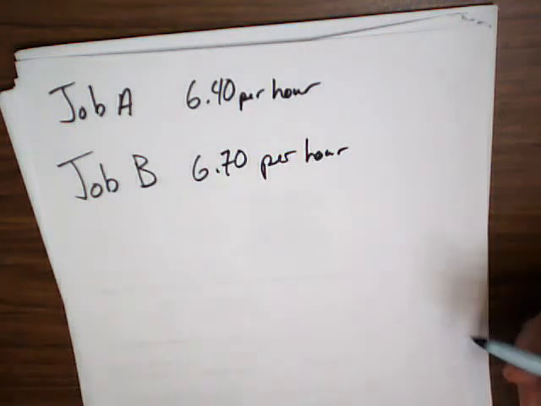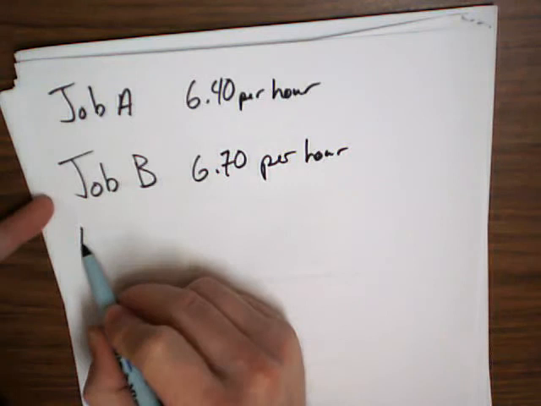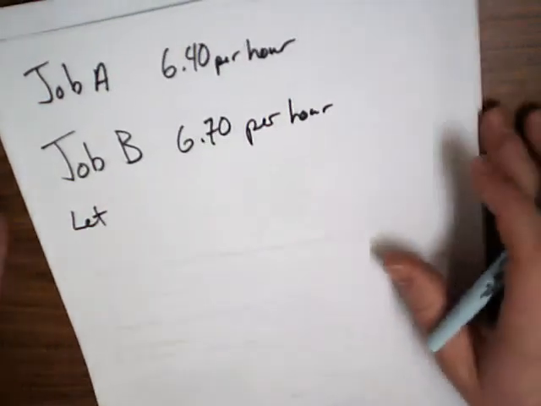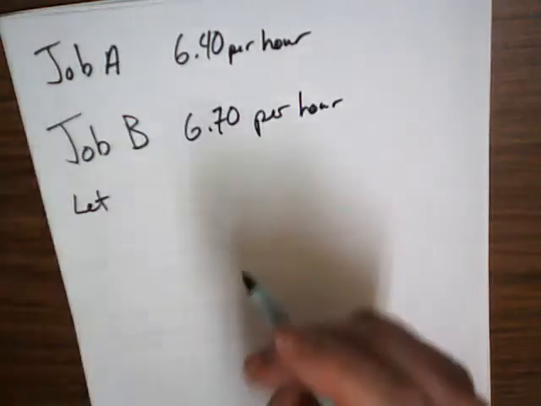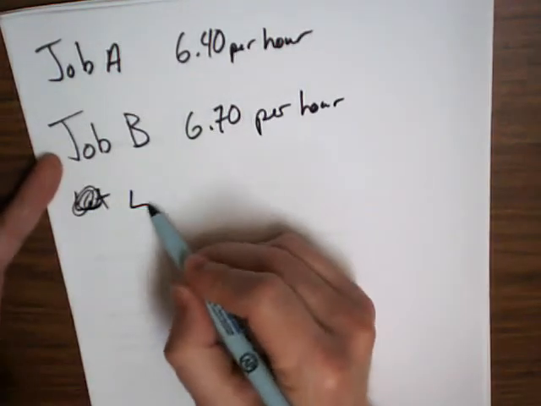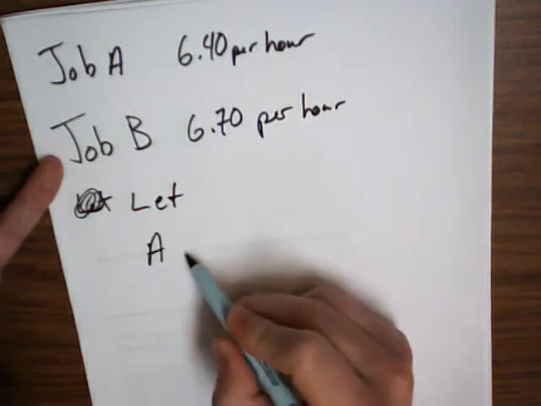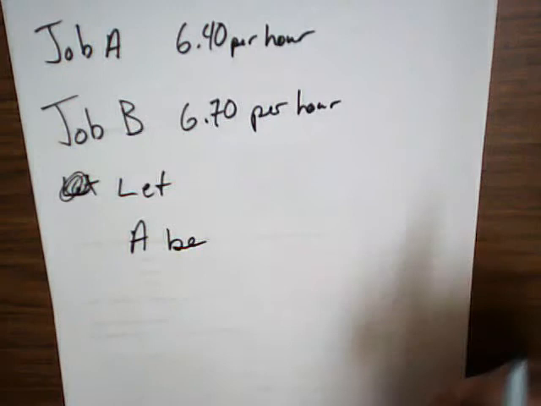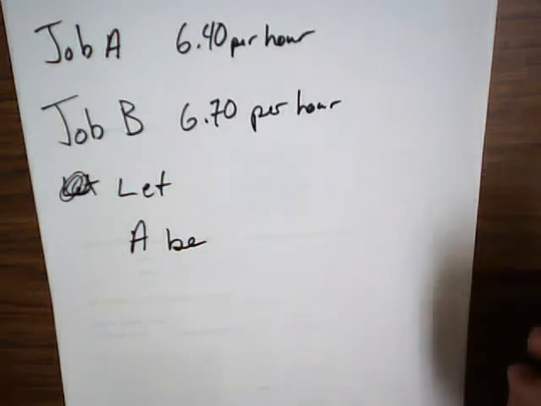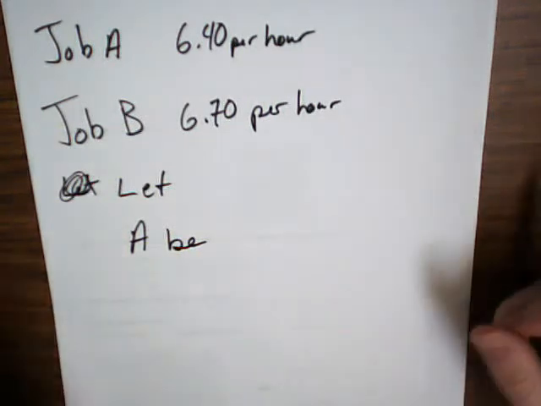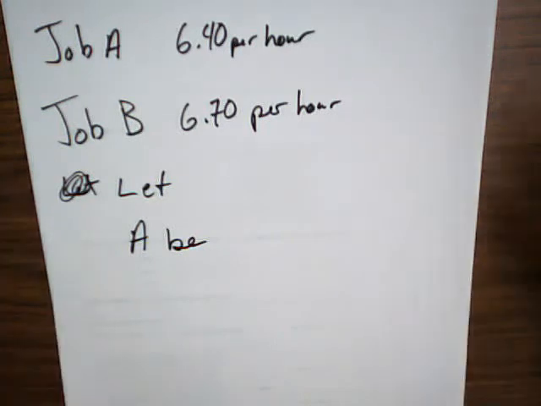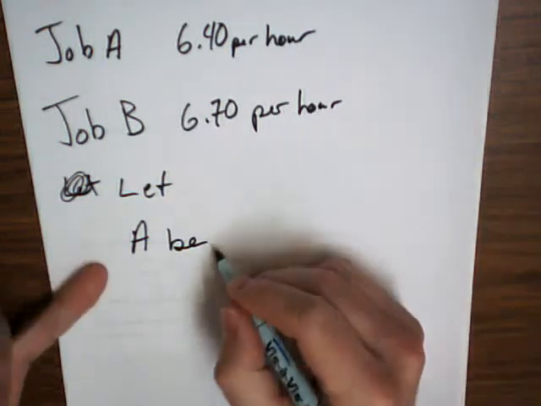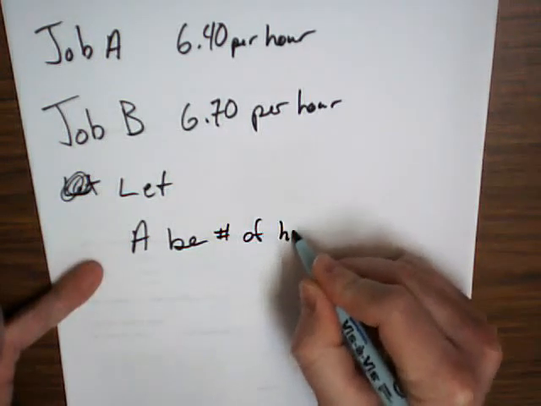Okay, so what kind of variables do you want to use? You want to stick with X and Y? You want to use A and B? Doesn't matter. Let's use A and B just for the heck of it. So let A be, what's A going to represent? Remember, it has to be like a unit. It has to describe a number. Number of hours worked.